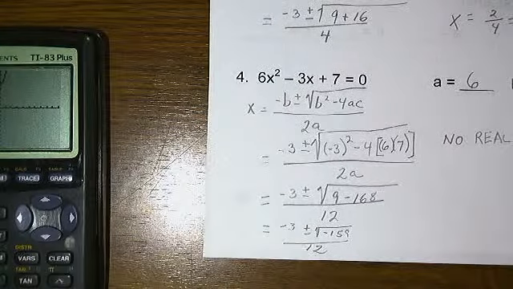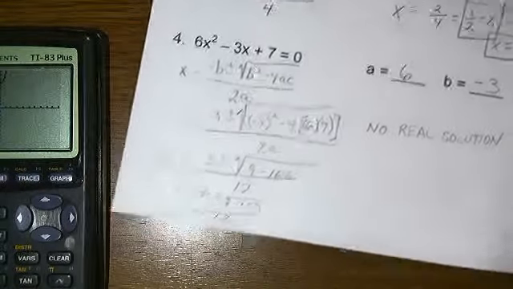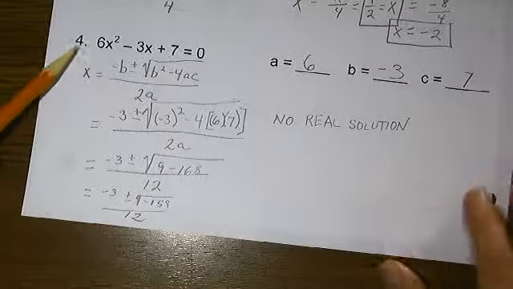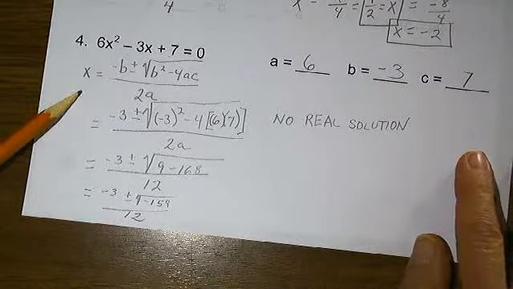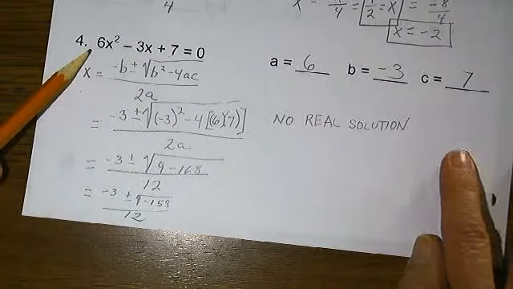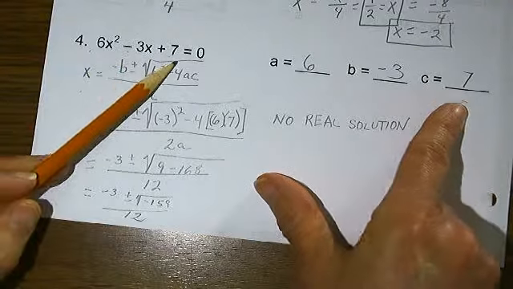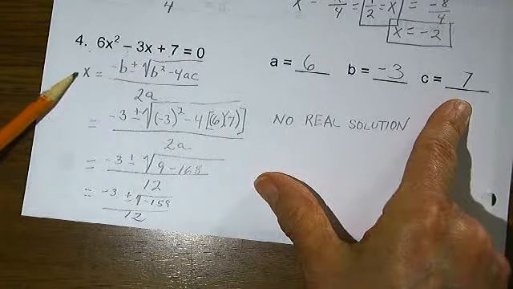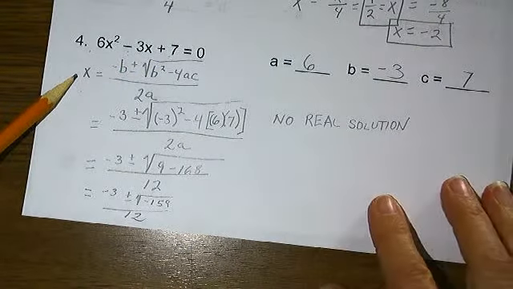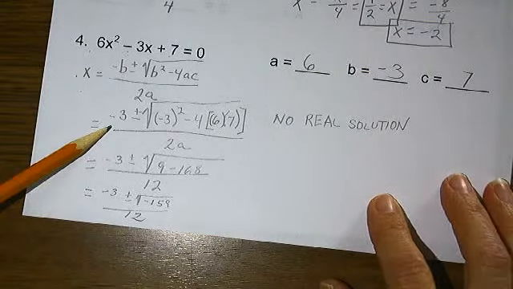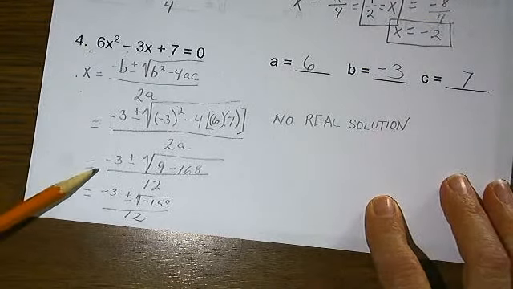Alright, for problem 4, here's our quadratic formula. We see a is equal to 6, b is equal to -3, and c is equal to +7. Here's my quadratic formula.